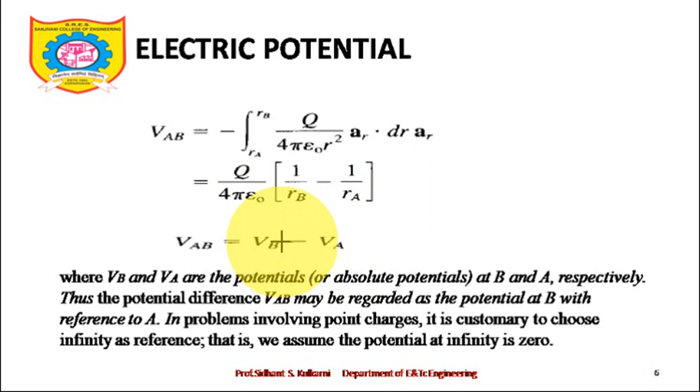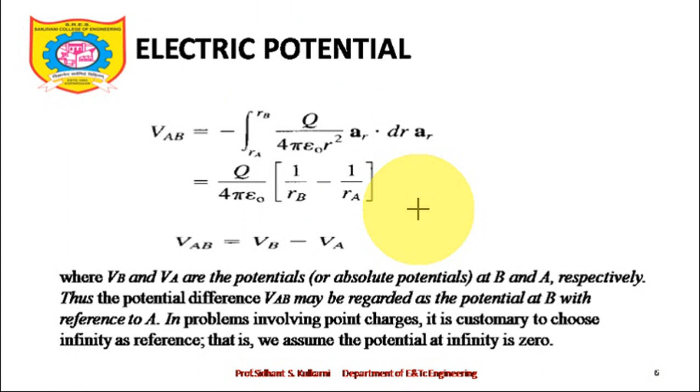Now we will introduce the concept of absolute potential. It is the potential at point B minus the potential at point A, where VB and VA are the potential, or absolute potential, at B and A respectively. This potential difference VAB may be regarded as the potential at B with reference to A. This is very important to understand. This is not just the potential, it is a potential difference, with a certain reference point. So it is the potential difference at B assuming a certain reference point as A. What is that reference point?